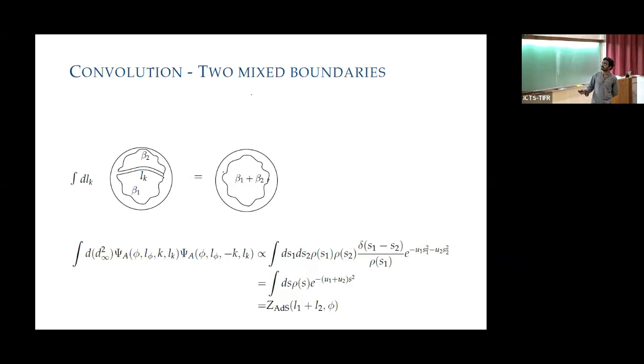So what we reproduce is that we take two such mixed boundary wave functions and compute the inner product between them, integrated over this length. This is just the renormalized value of this length, and the final expression that you get is of this form, where u1 is related to beta 1 and u2 is related to beta 2 linearly. So it reproduces the partition function of the full boundary with the fixed value of dilaton.